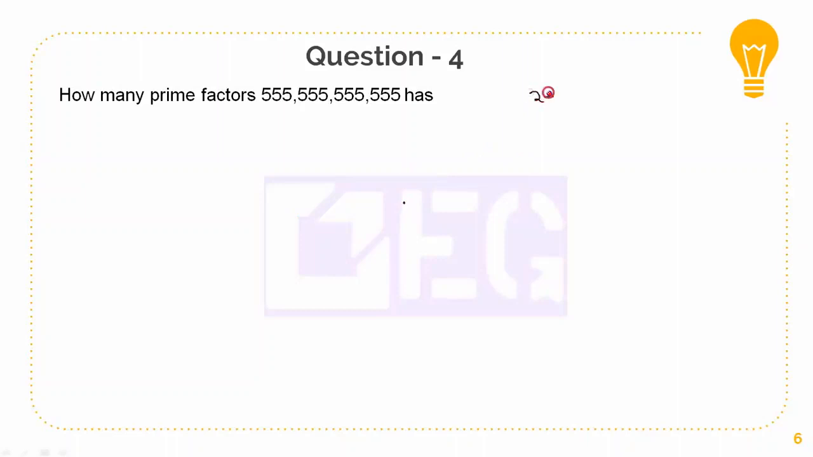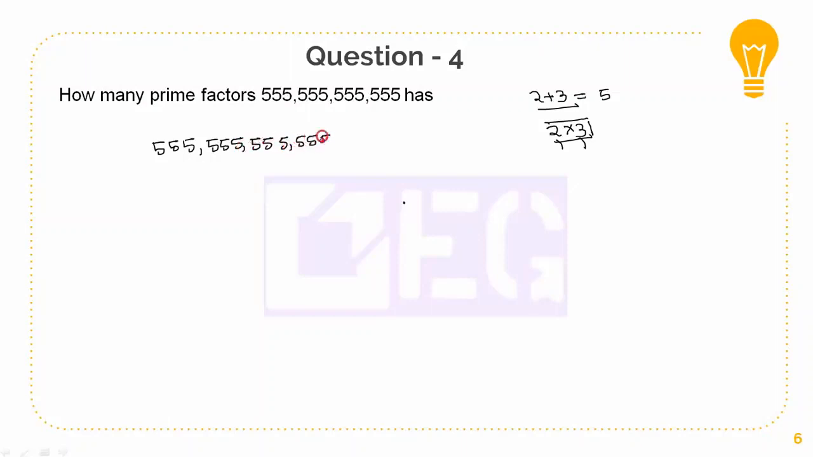Because you don't know the prime factors of this value, you will convert it into a product. If you have 2 into 3, then you know that yes, 2 and 3 are both prime factors. So when any number is given, you will try to convert that number into product form. That will give you the number of prime factors or number of factors. So let's try to convert this into product form. The number is 555,555,555,555.